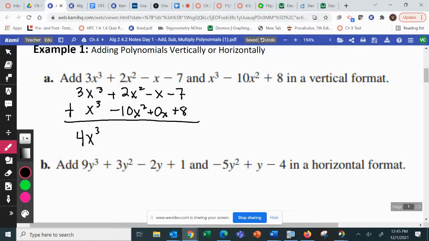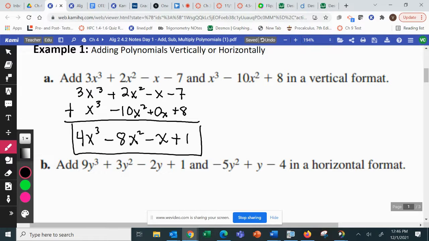So we've got 2, take away 10, x squareds. So negative 8x squared. We've got a negative x, and we're adding no x's to it, so we still have a negative x. We have a negative 7, and we're adding 8, so positive 1. So that's adding in a vertical format.